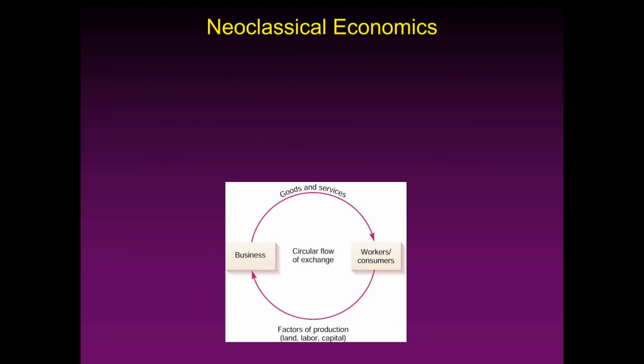So looking at this flow chart, you can see that you have your goods and services. Like with any flow chart, let's pick a spot to start. Let's start on the left with businesses. So businesses produce goods and services for workers and consumers, which then through factors of production like land, labor, and capital influence businesses in order to produce goods and services.